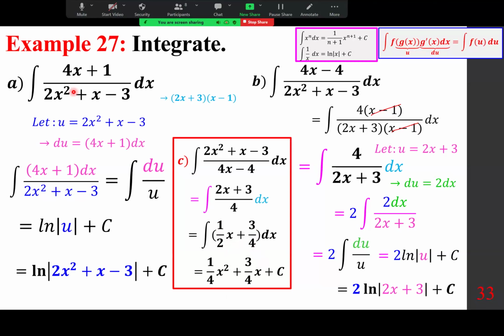That's why it's important to compare and contrast these three questions next to each other. This can't be simplified, this can, and this doesn't require the substitution method.